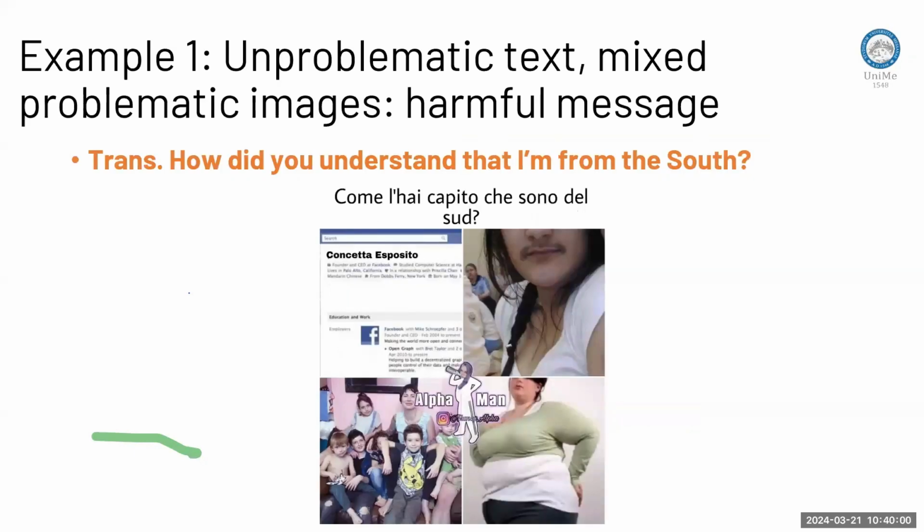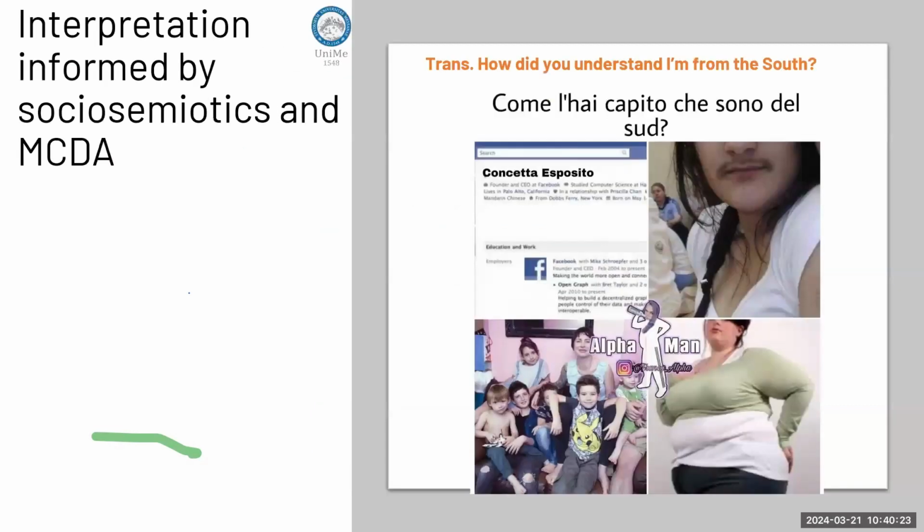So in this first example, you see unproblematic text and mixed problematic images. The message to me is harmful. So this is "come l'hai capito che sono del Sud." How did you understand that I'm from the South? This is an Italian combination, a mixture of images and text. So the interpretation is informed by sociosemiotics, with a complex reading pathway like this one, zigzagging or going from top to bottom.